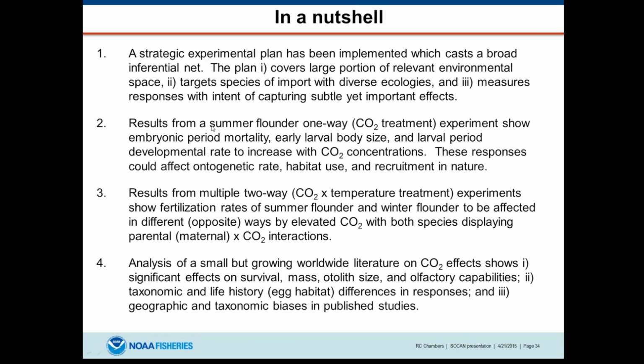And lastly, our meta-analysis, taking advantage of a growing worldwide literature, shows there are significant effects on these responses: survival, mass, cell size, and olfactory capabilities. By the way, this is not true for every study, but the sample size is large enough that one can draw probabilistic conclusions based on the analysis of all studies. And they also offer us a chance to evaluate whether or not these differences are due to taxonomy, life history, and habitat, recognizing that there's a geographic and taxonomic bias in the published studies that we look at.